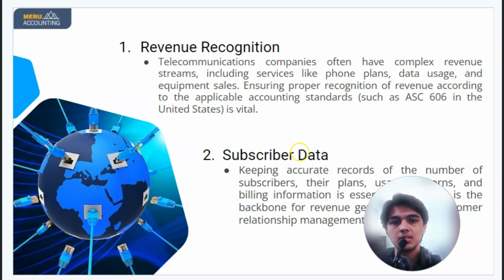And then next is subscriber data. In this, you will need to keep an accurate record of the number of subscribers that you have on your plans, and what plans they are taking: 399, 499, 599. What are their usage patterns? When do they use mostly data, and at what time of the day? If they are using mostly data at night time, what kind of patterns are there? These are certain kinds of patterns.